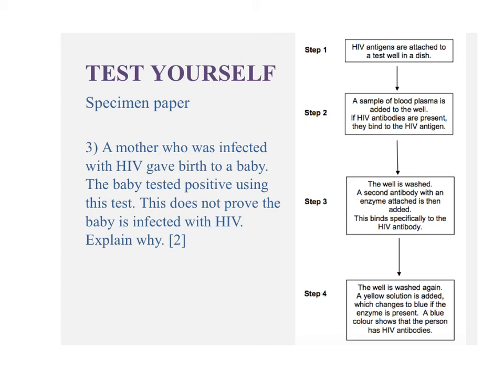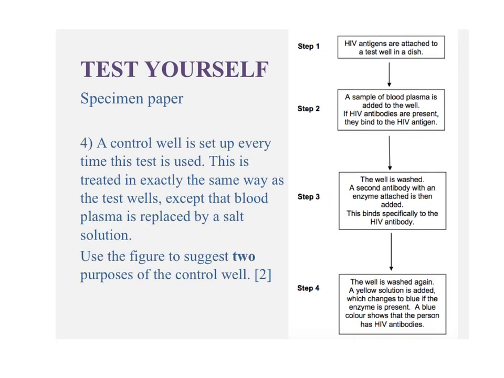A mother who was infected with HIV gave birth to a baby. This baby tested positive using the test. This does not prove the baby is infected with HIV. Explain why. And again, give reasons for. Now with this, I want you to look carefully. Why else might a mother who has HIV give the baby HIV, maybe only temporarily? So you've got another 3 minutes, pause it again and come back in a second.